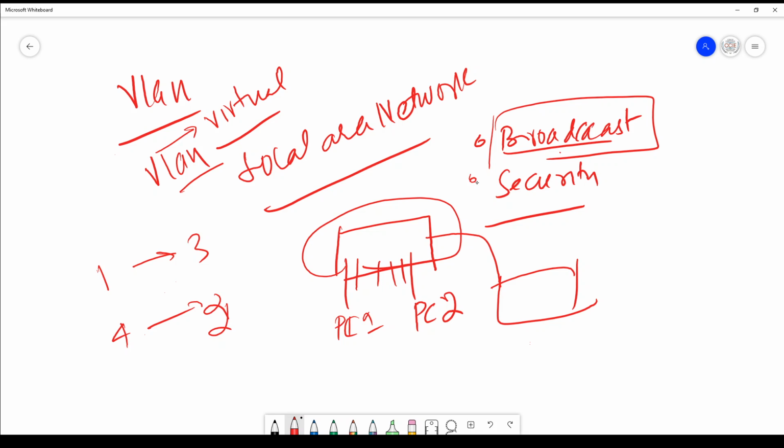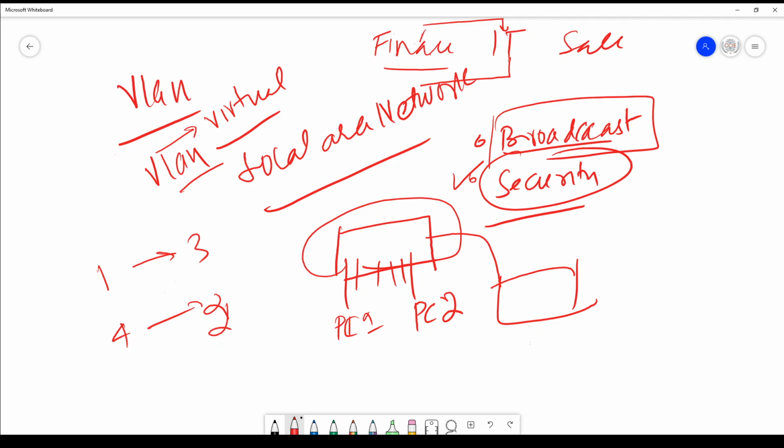The second part is security, because let's suppose you have 3 to 4 departments: finance, IT, and sales. We don't want sales to communicate with IT, or IT with finance, vice versa, until and unless some files are required. So you give them permission and then they can communicate. But by default, we don't want each department to communicate with each other, and that's how VLANs are created for security purposes.